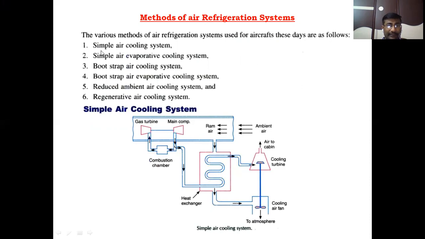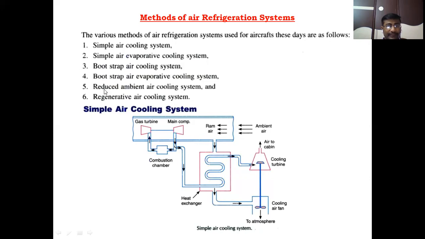There are 6 methods in air refrigeration systems. First one is simple air cooling system, second is simple air evaporative cooling system, third is bootstrap air cooling system, fourth is bootstrap air evaporative cooling system. The first one is simple air cooling system. The second one is the modification of a simple air cooling system. Simple air evaporative cooling system is just a modification of simple air cooling system to produce low temperature in the cabin. And also the fourth one, bootstrap air evaporative cooling system, is a modified version of bootstrap air cooling system.